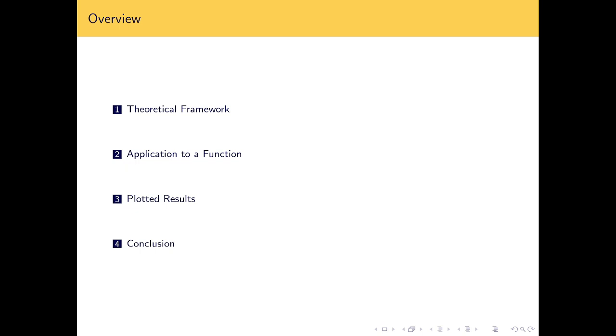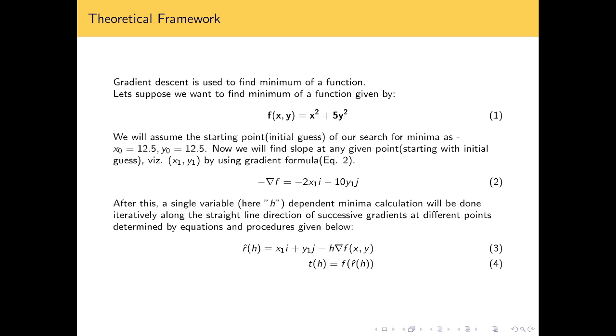algorithm. Let's go ahead and first we look at the theoretical framework, then application to a function, then we'll go to the plotted results, and then the conclusion. So this gradient descent is a method where we'll find the minimum of the function, and here we'll take the example of x square plus 5y square. This can be a data set as well.